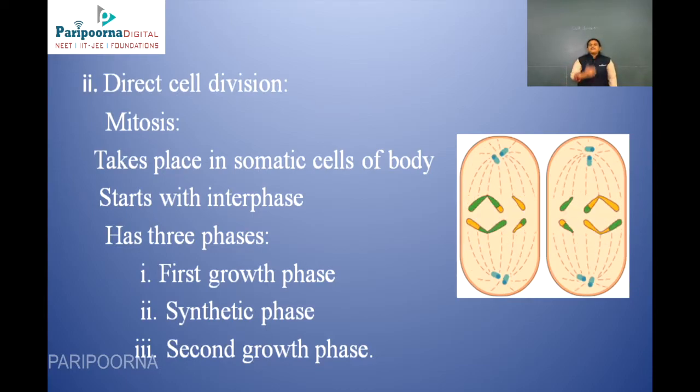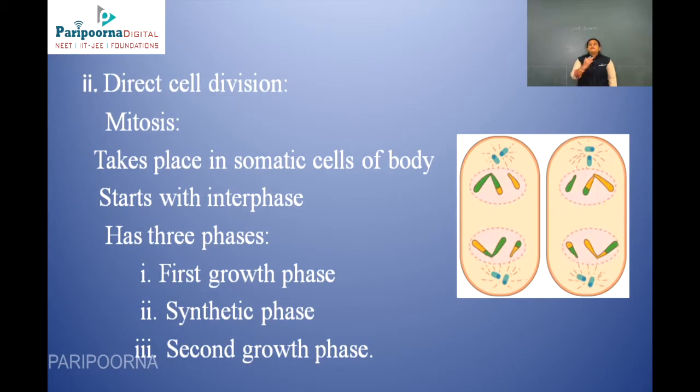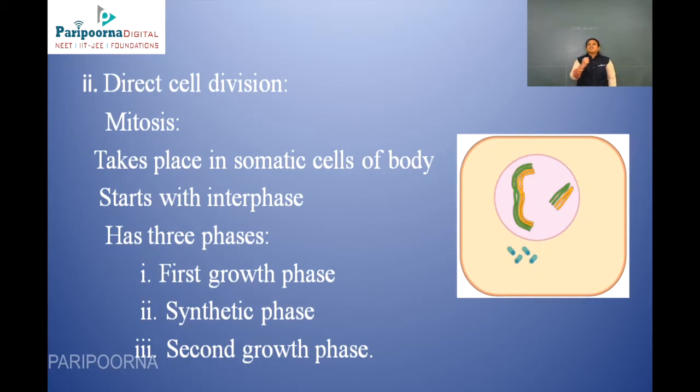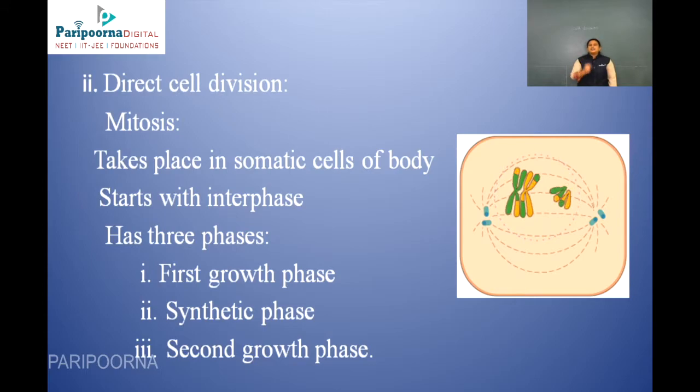This interphase happens only in the mitotic cell division, and it is followed by the 3 phases. The first one is the growth phase, that is the G1 phase. In the G1 phase, what happens? The cell normally increases in its size. That is, the cell organelles present in a particular cell start to increase in size, which is said to be the first growth phase.